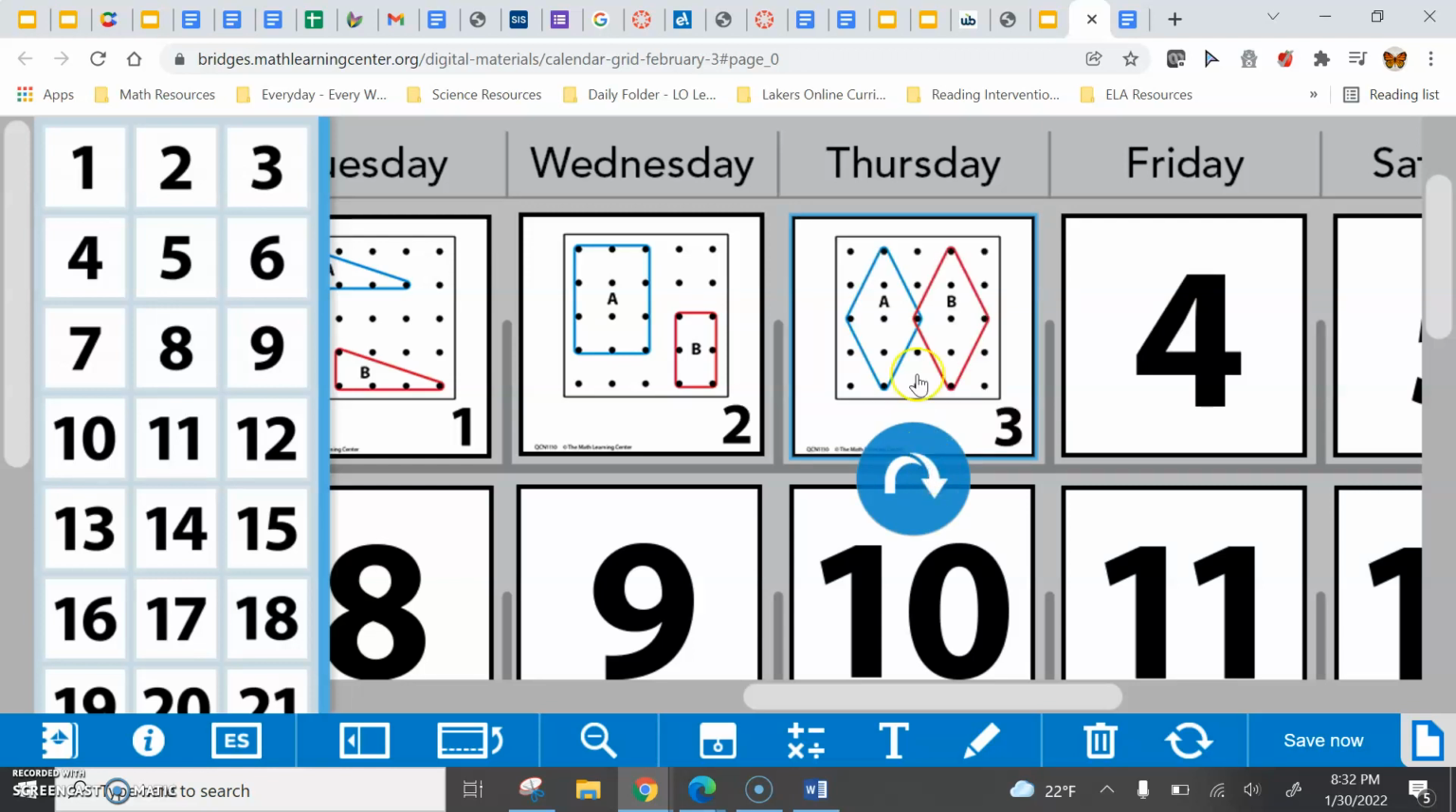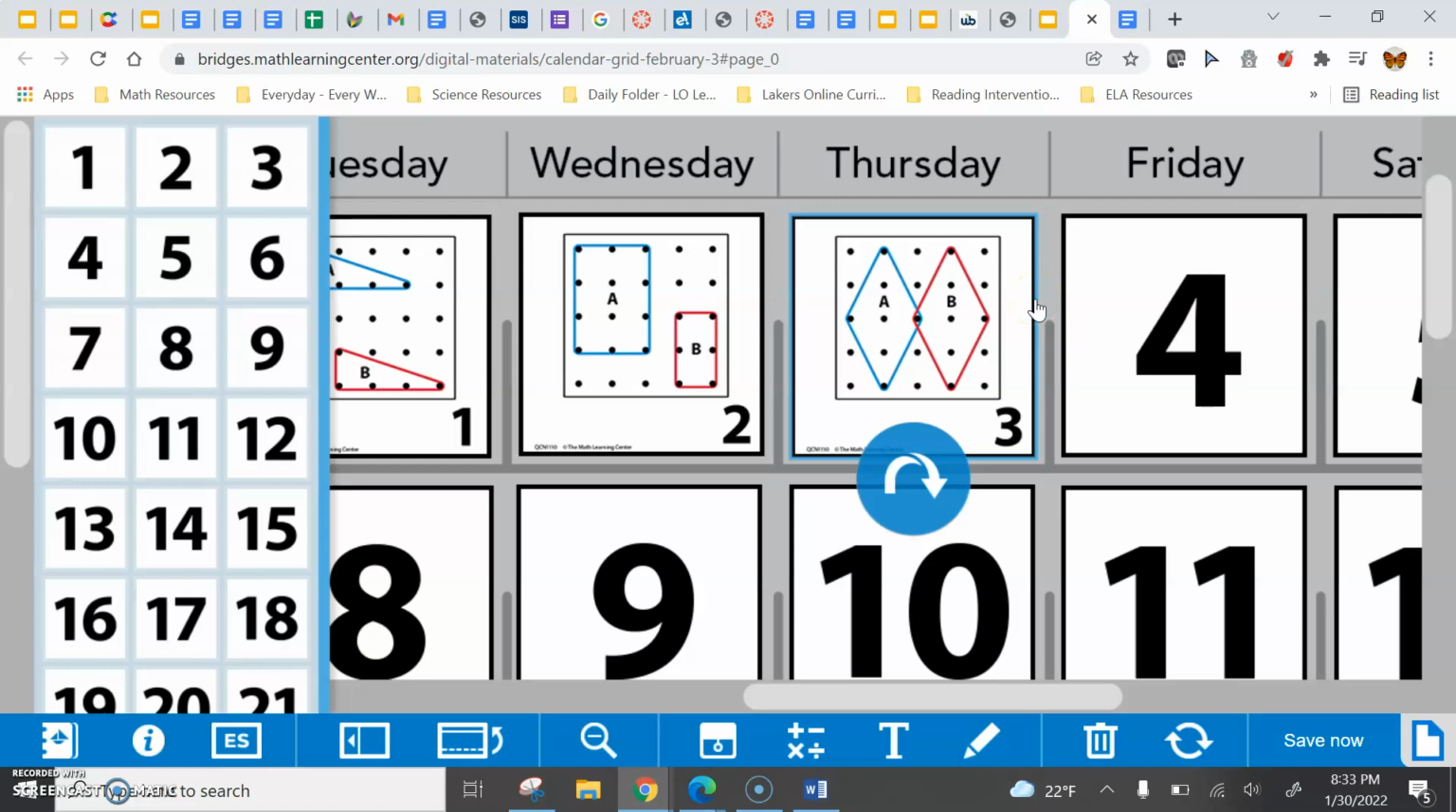Wow. We have two rhombuses. They have 1, 2, 3, 4 sides each. Both of them have 4 sides.